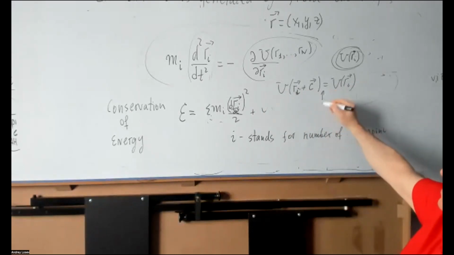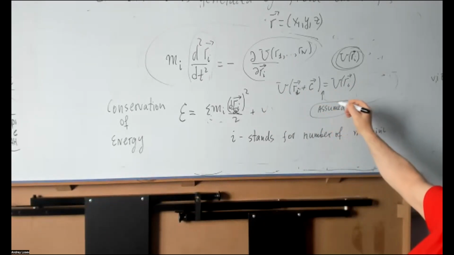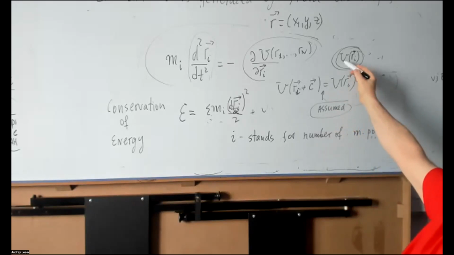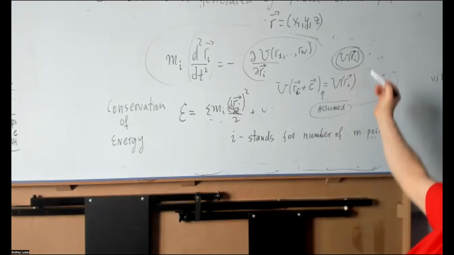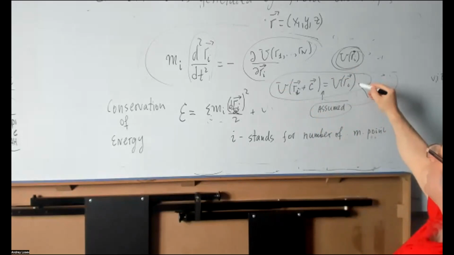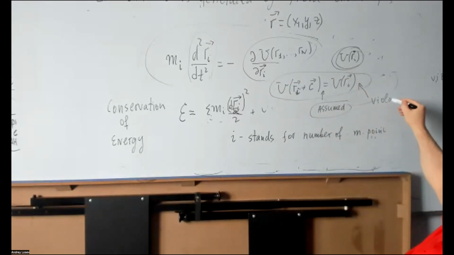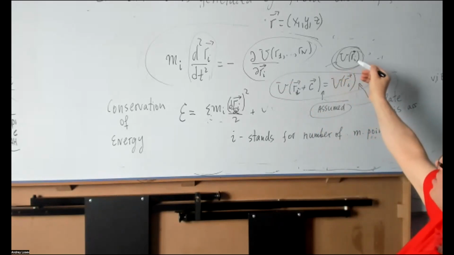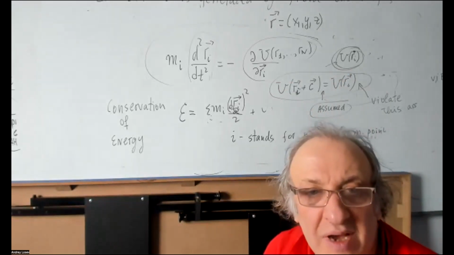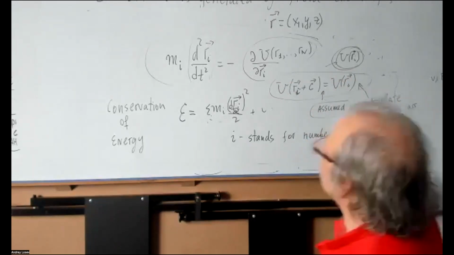I assume that. So, if I assume this, when U depends on Ri, it is just a constant. However, if I violate this assumption, I can very well have U depending on Ri. So let me give you an example showing how it could happen.